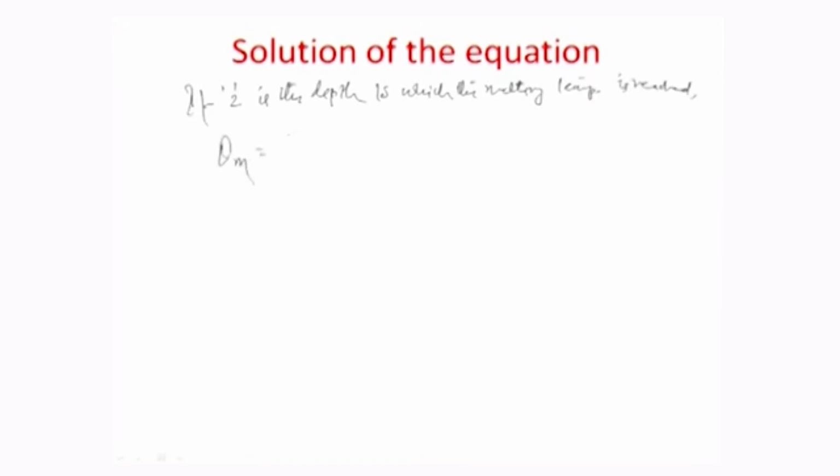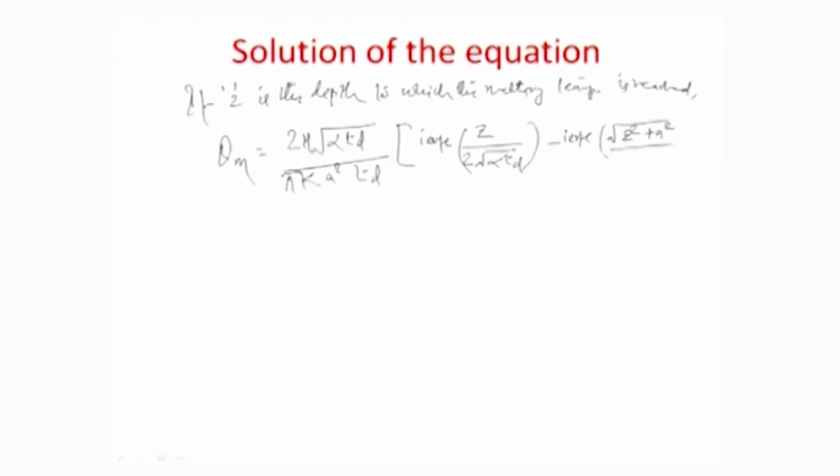the equation can be simplified as theta m equal to twice H root of alpha Td by pi thermal conductivity A square Td times the error function three of the coefficient Z divided by twice root alpha Td minus error function of the third kind, I ERFC, of the coefficient root of Z square plus A square divided by twice root alpha Td.